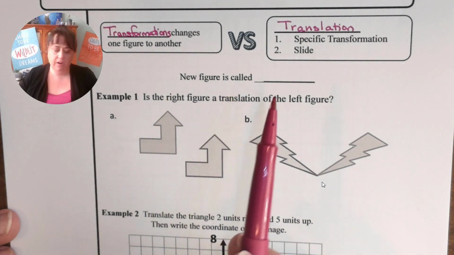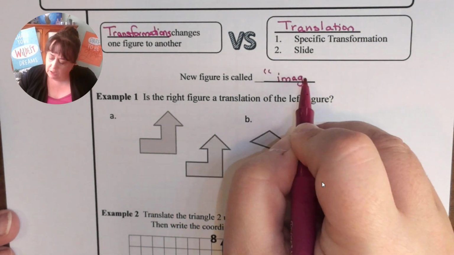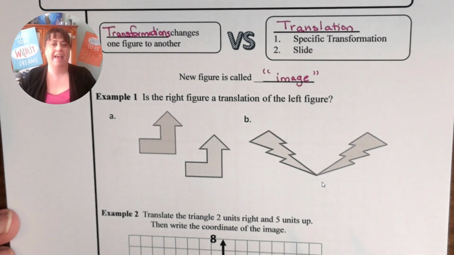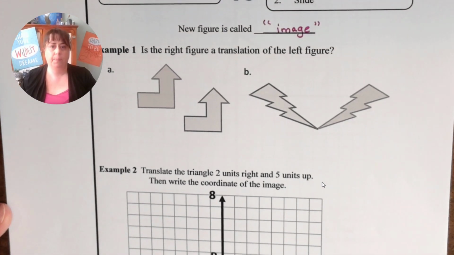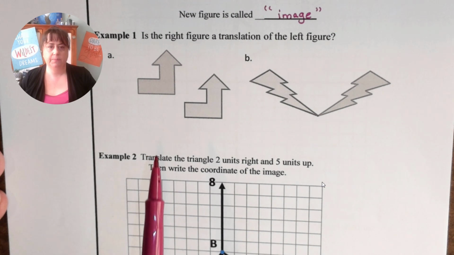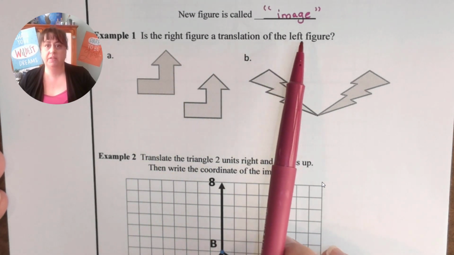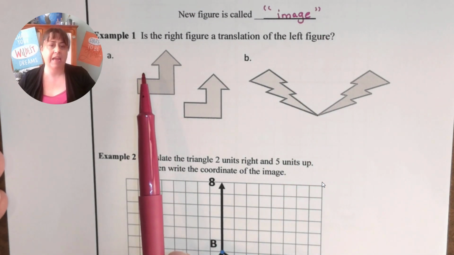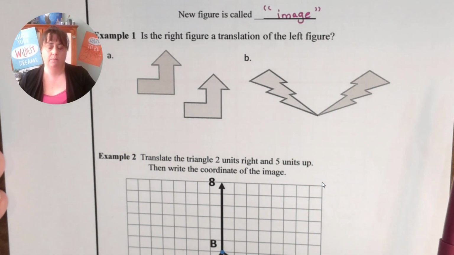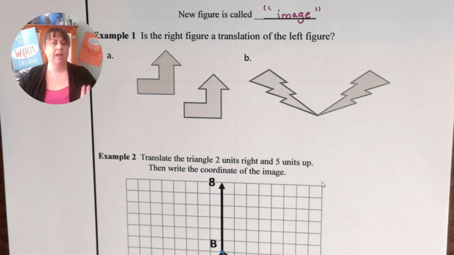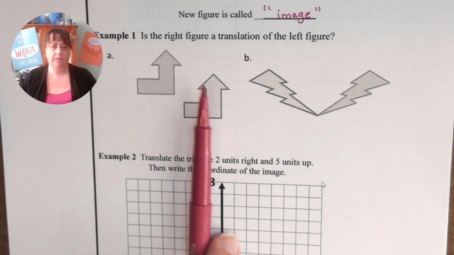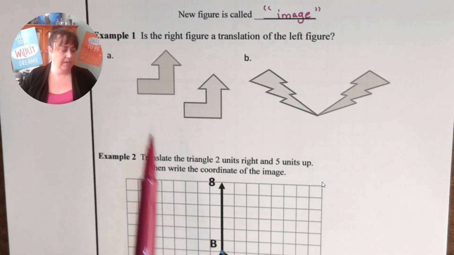So the new figure is called an image. So when you're asked to do an image, we're just asking you to make the new figure. So let's look at two figures. We're asking, is the right figure a translation of the left figure? In other words, did I slide it to get it from one to the other? Every one of these are congruent, so we're not asking, is it congruent? We're asking, did I slide it to get it from one to the other? So if I look at A, did I slide it to go from this one to this one? Yes, I did. So yes, this is a slide.